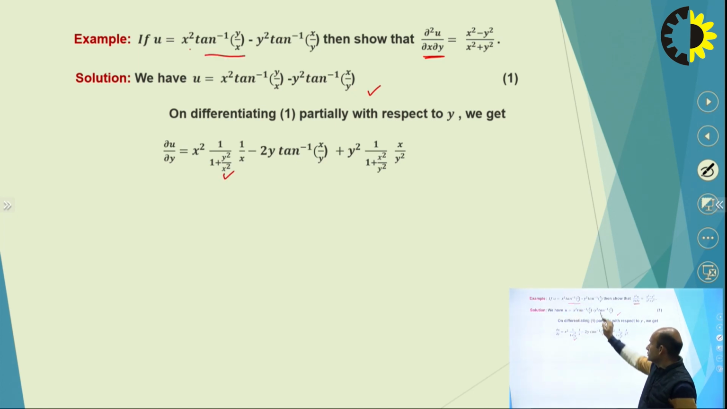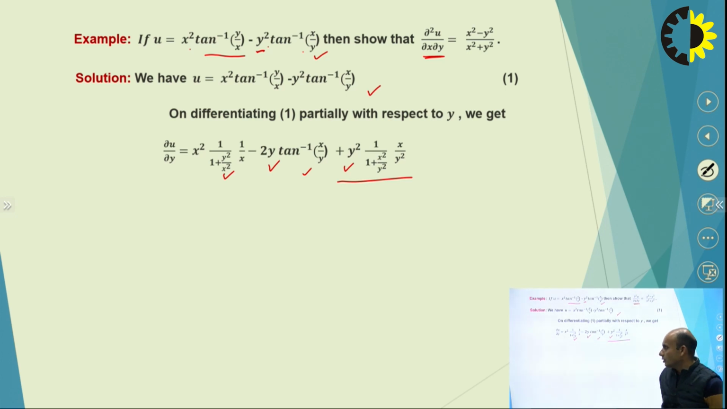And for this one, since x is constant here, but y square is not constant, we have differentiation of y square is 2y, and tan inverse will be as it is. And the next term y square will be as it is, and differentiation of tan inverse x upon y is this one here. So this is the value of ∂u/∂y.